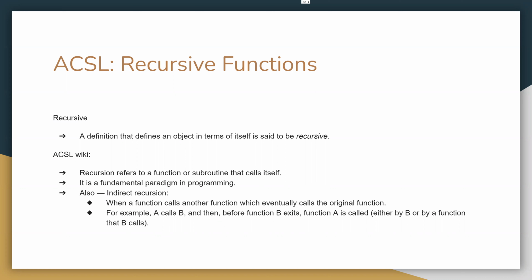here or there. And then there's also indirect recursion. That means the function doesn't directly call itself, but it calls something else, and that function calls something else, but eventually something calls the original function. There's a circle in there. That is also a type of recursion, indirect recursion.